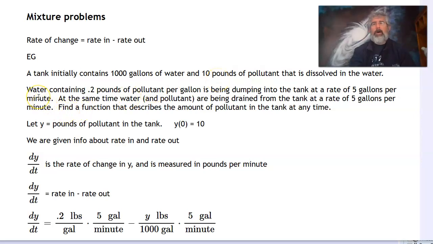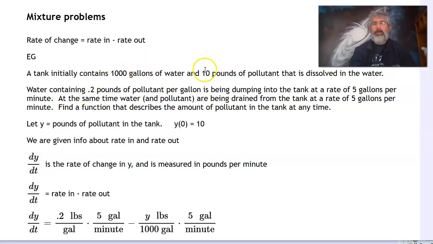We've got water being dumped in, we've got stuff being dumped out. Water's coming in at a rate of 0.2 pounds of pollutant per gallon and 5 gallons per minute, and the mixture is being dumped out at 5 gallons per minute. What I want to do this time is change that 0.2 pounds of pollutant to 0.002 pounds of pollutant per gallon.